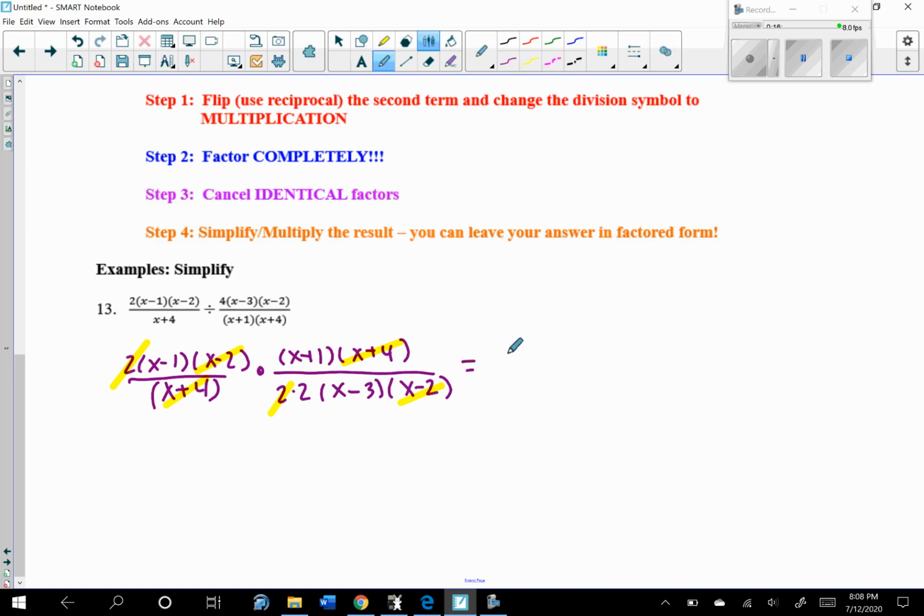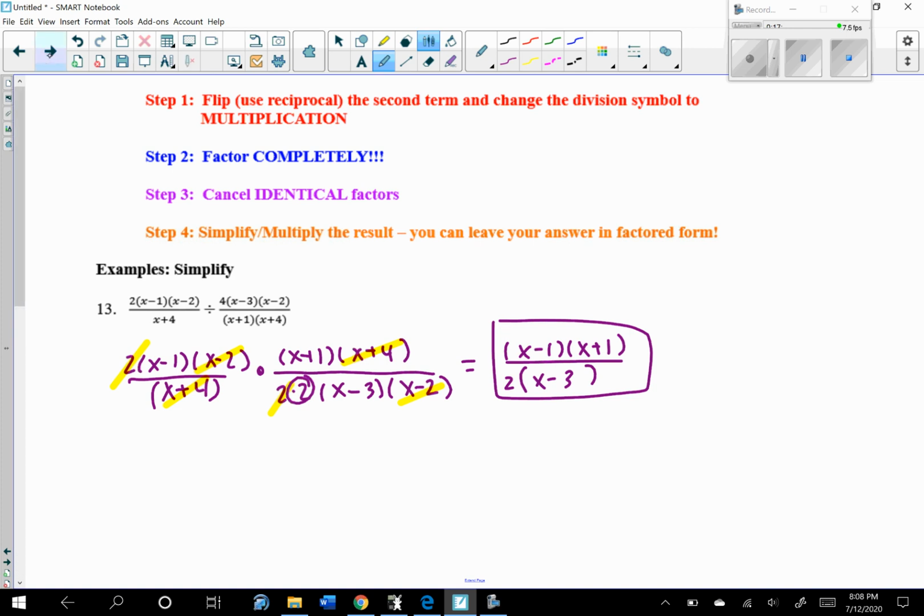So if I multiply straight across, x minus 1 times x plus 1 over 2, because I forgot this 2 here, so 2 times x minus 3. And again, we can leave our answers in factored form. So technically it's not simplified because simplify means no parentheses, combine like terms, but we're going to leave it in factored form for now just to practice. So let's keep on going.